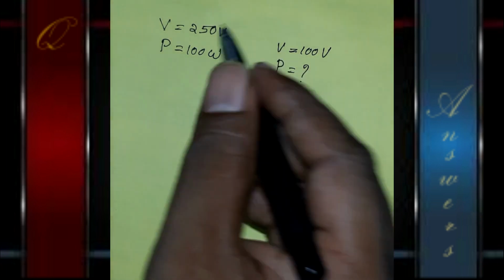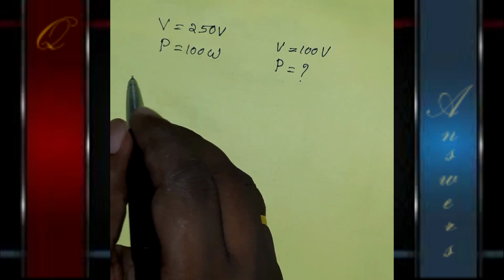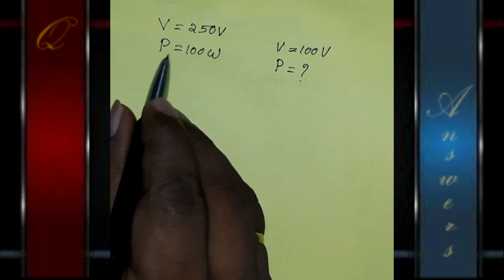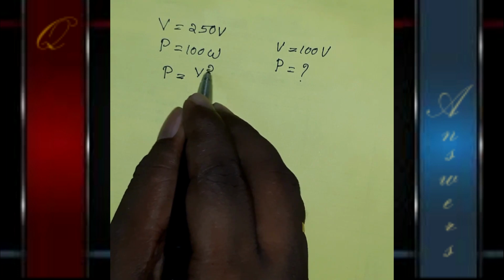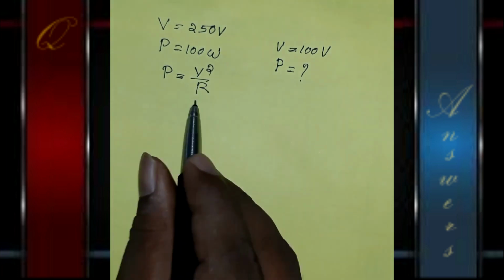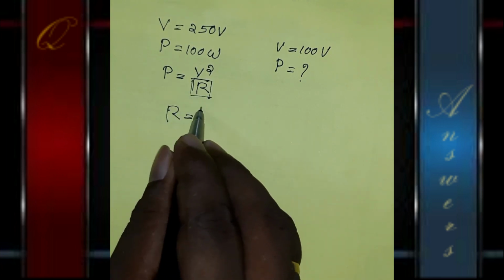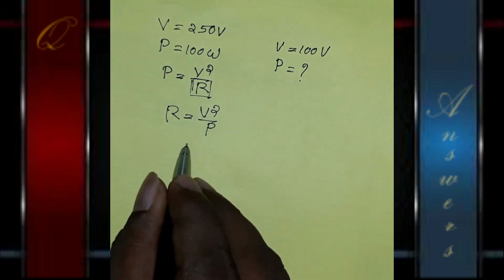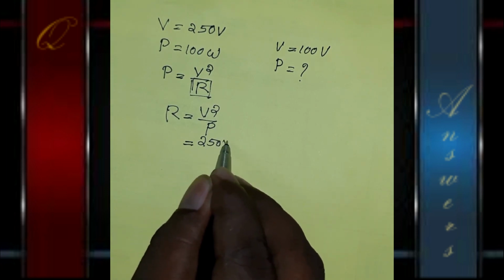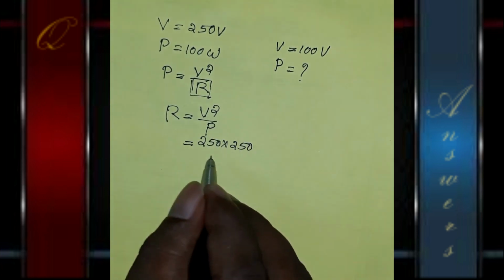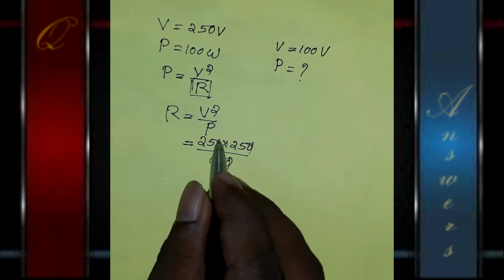Now the rated power and rated potential difference is given. These two, voltage and power, can be related by the equation. You know that power is equal to V square divided by R, from which you may write R. What is R? R is equal to V square divided by P. What is V? V is 250. That is 250 into 250, V square, divided by P. What is P? P is 100. So here 0 cancels.